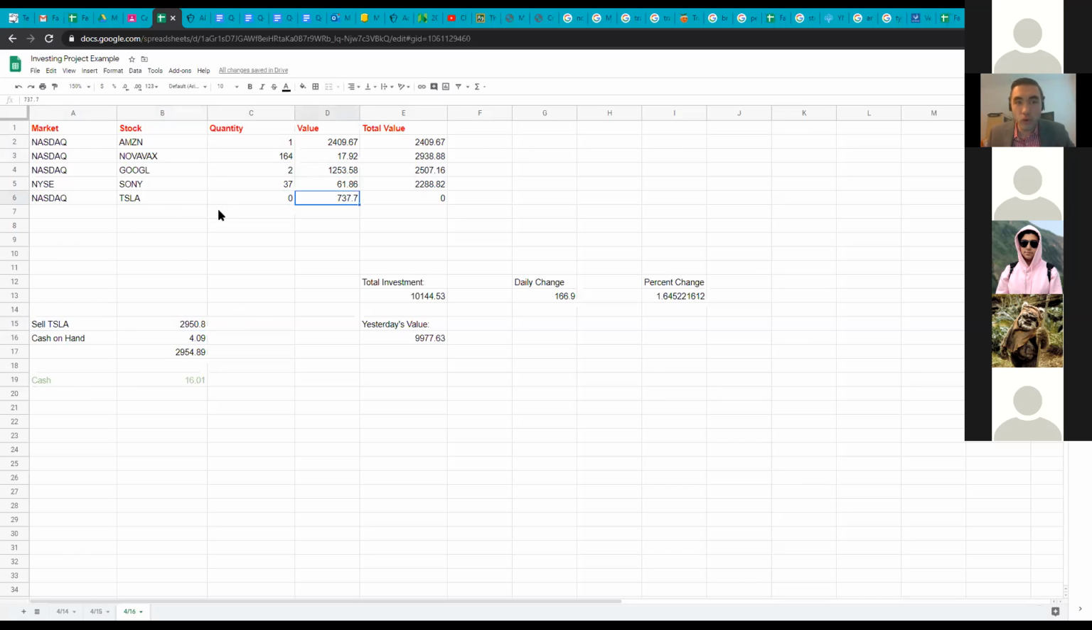But what I had, before you came in, was 4 shares of Tesla, and today it was worth $737.70. So when I sold off those 4 shares, I sold them at this amount. So this is the total. After I sold them, I no longer had them, so I changed the quantity to 0. But I then took that money and used it to purchase 164 shares of this other company. I had $2,954, and I used that money to purchase $2,938 worth of Novavax. So now I have $16 left over.